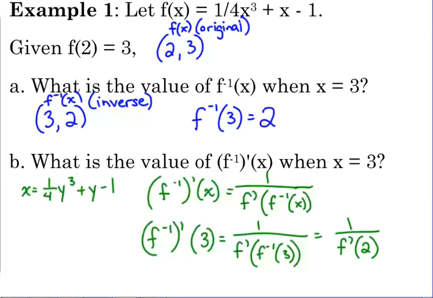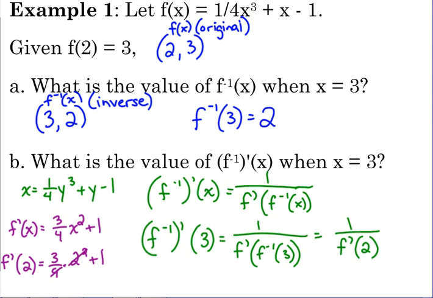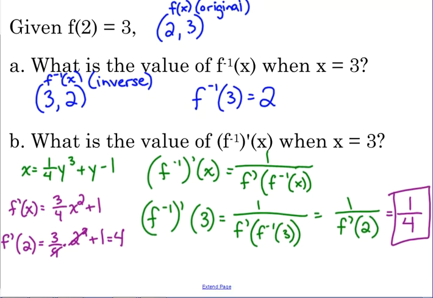Well, we may not be able to find the inverse of f, but we can find the derivative of f. f prime of x is equal to 3/4 x squared plus 1. Just simple power rules there. So f prime of 2 is equal to 3 over 4 times 2 squared plus 1. Well, 2 squared over 4, that's going to be 1, so 3 plus 1 is 4. So this is equal to 1/4. You may need to go back and rewatch that example to fully grasp it.